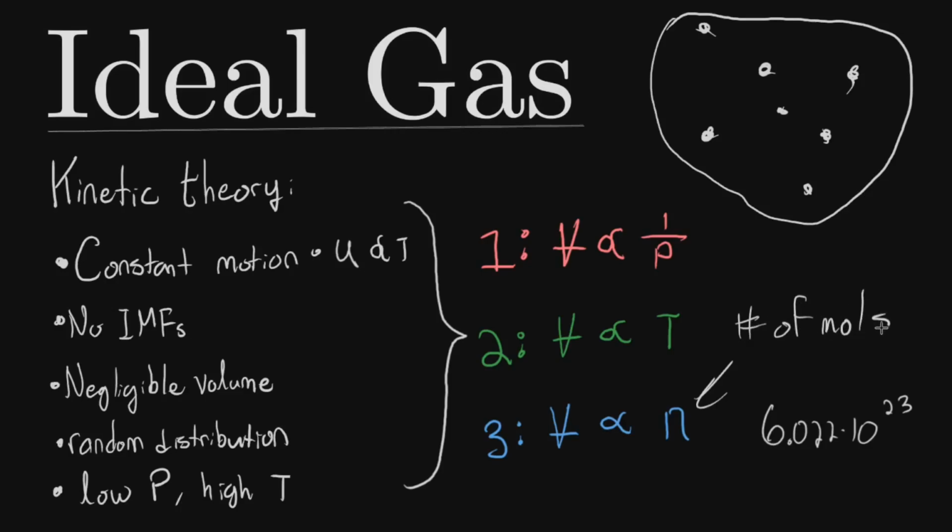Little chemistry side tangent here. A mole is basically just like a group of atoms. It's 6.022 times 10 to the 23rd. So basically just like a massive collection of atoms is one mole. It's kind of like a dozen. If you think about eggs or something, you can have half a dozen eggs. But it doesn't change the fact that this means that the volume is proportional to the number of atoms that we have.